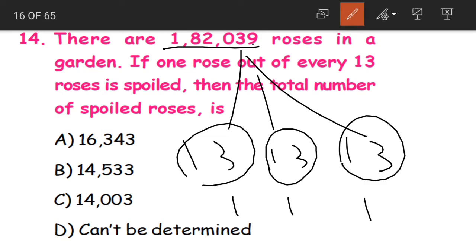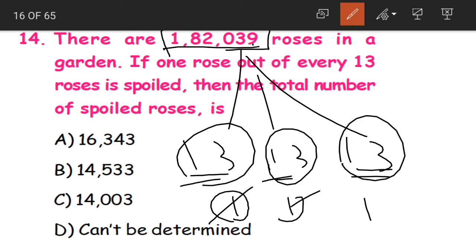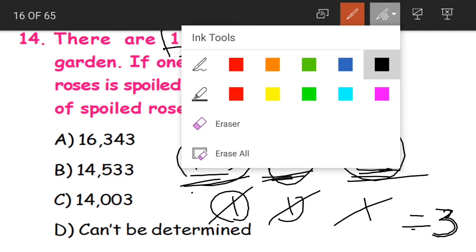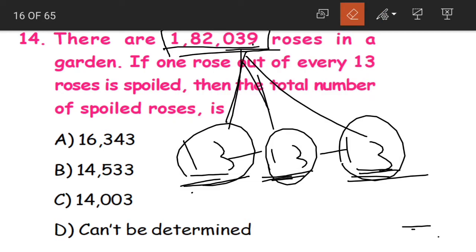If I say that this total number of roses can be divided into 3 groups of 13, then how many spoiled roses will be there, children? 1 from each group. So 1, 2, 3. Yes, the total number of groups is equal to the total number of spoiled roses. Yes or no? Understanding? See, if I say that the total number of roses can be split into 3 groups of 13, and as we know, what do we know?